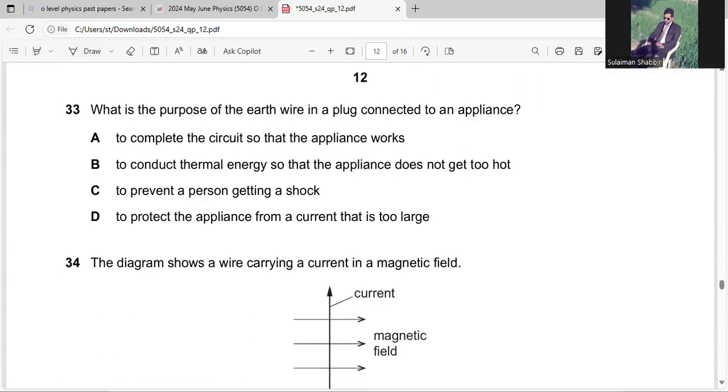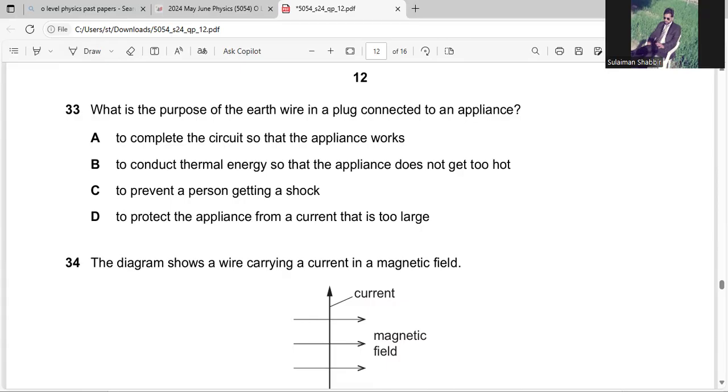What is the purpose of earth wire in the plug connection? In the plug, what is the function of earth wire in the plug connected to an appliance? Basically, if the appliance has a metal body, it should not be allowed to get some charge deposited over the metal body so that some person who is touching this can get hurt.